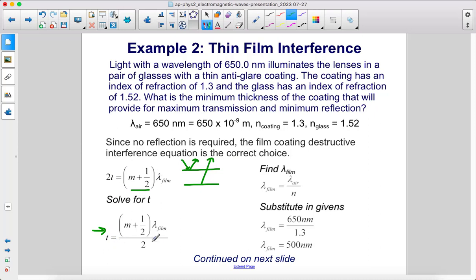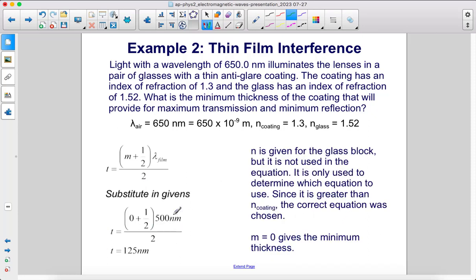We're going to solve this for t, but first we have to find the wavelength of the light in the film, because that's going to make a difference for if you have your full wavelength in here or not. The wavelength in the film is what's important, not the wavelength in the air. So first, we're going to convert and find that wavelength in the film. All right, so n is given for the glass block, but we don't need it in the equation. It's only used to determine which equation to use. Since n of the glass block is greater than n of the coating, we were in case 1. So that's how we figure out which equation to use.